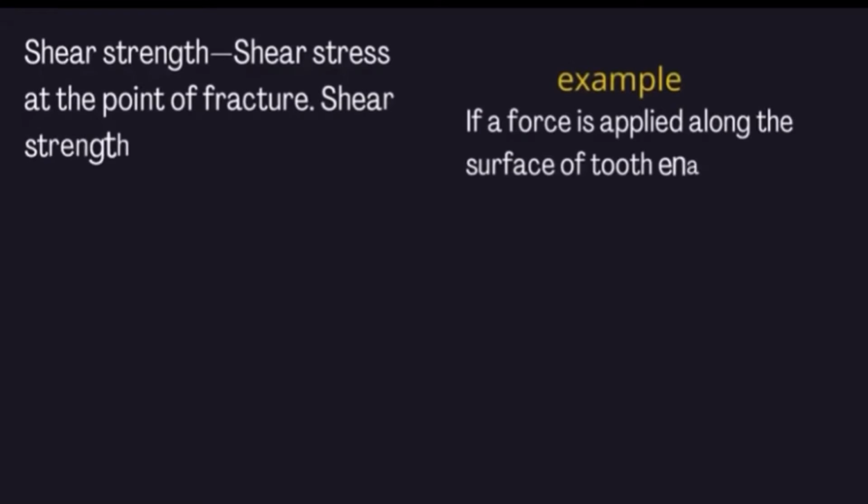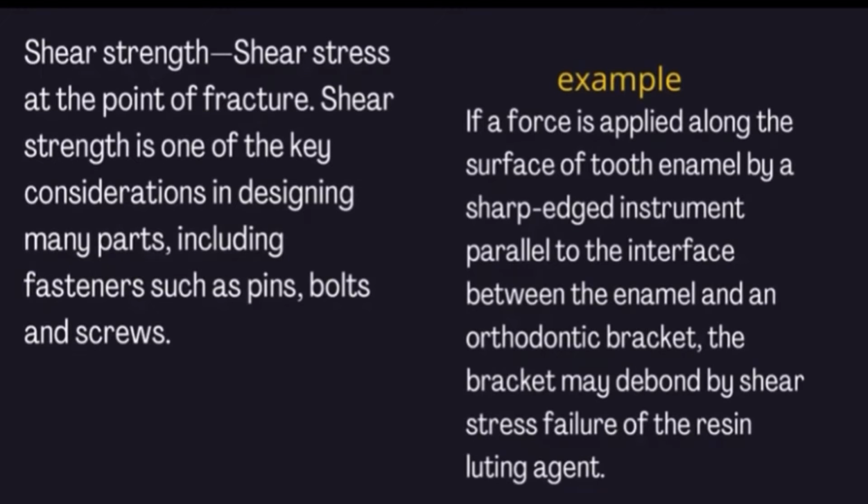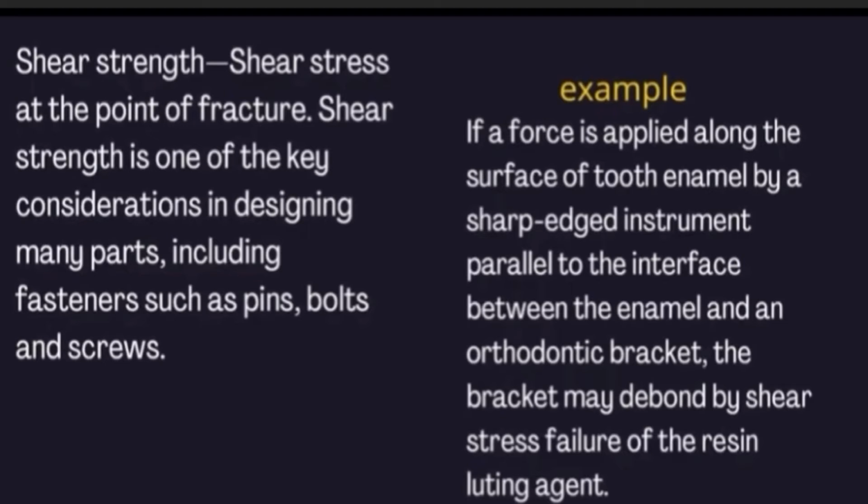Let us now define shear strength. Shear strength is the shear stress at the point of fracture. It is one of the key considerations in designing many parts, including fasteners such as pins, bolts, and screws. For example, if a force is applied along the surface of tooth enamel by a sharp-edged instrument parallel to the interface between the enamel and an orthodontic bracket, the bracket may debond by shear stress failure of the resin luting agent.